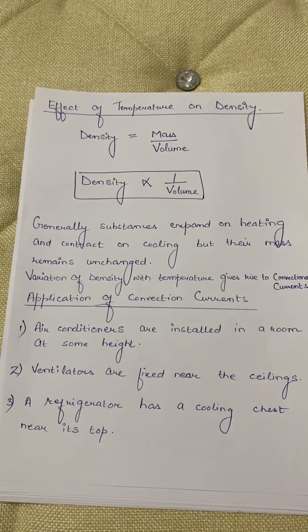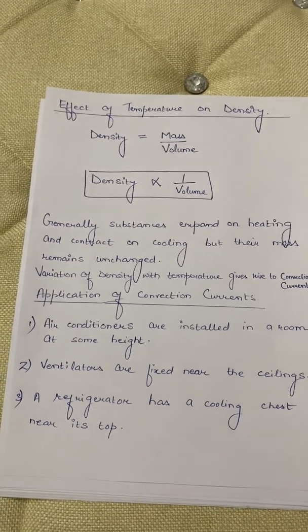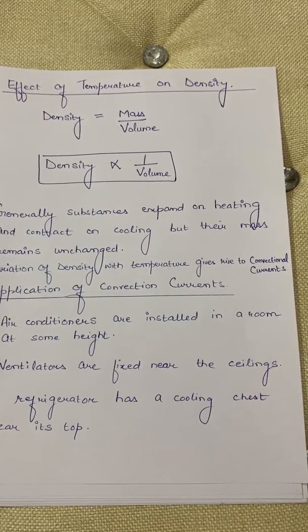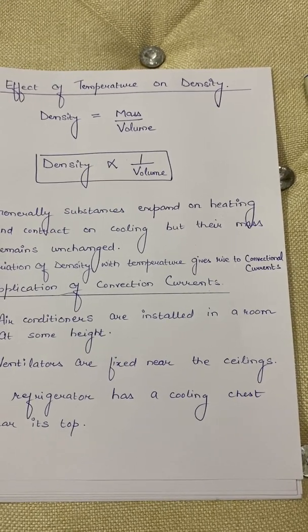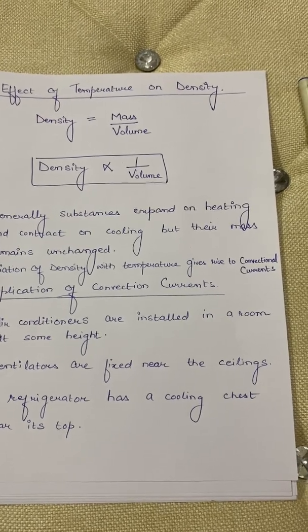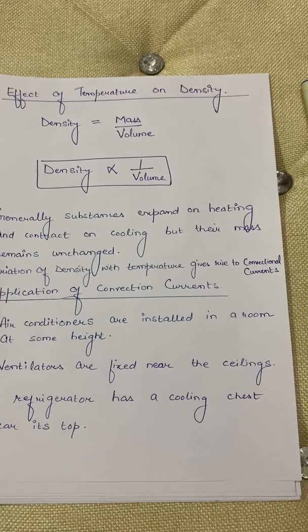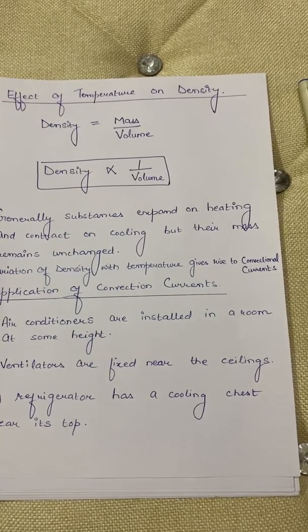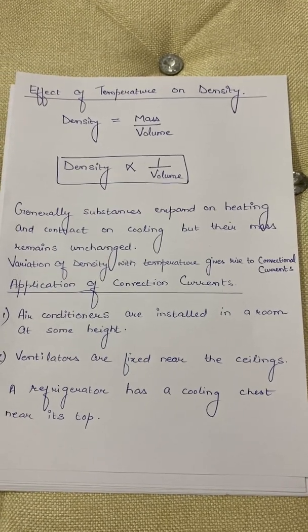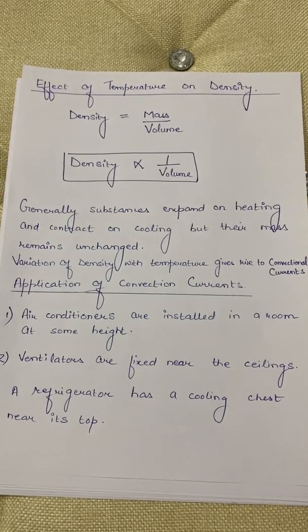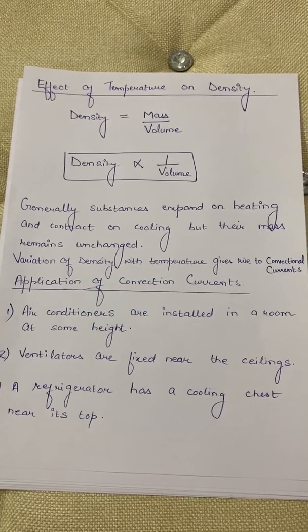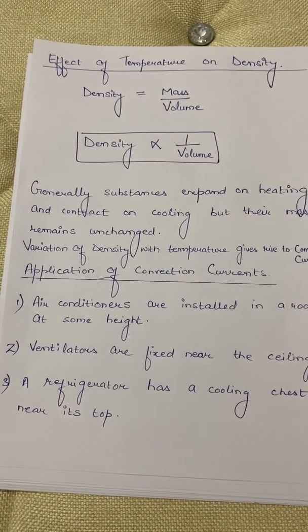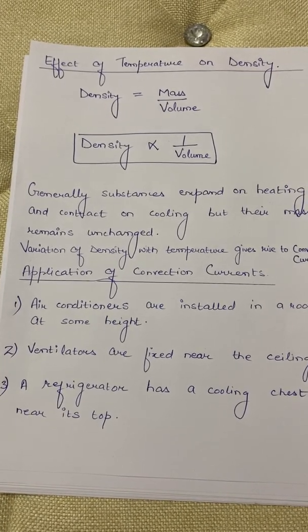Now what are the applications of convection currents? We find that air conditioners are always installed in a room at some height. Why is it done so? The reason is that the cold air coming out of the air conditioner, being heavier, will definitely move downwards, and the hot air in the room, because it is lighter as compared to that cold air, will move upwards. This circulation in the upward and downward direction will help in a better and faster cooling of the airspace inside that room. So this is the reason why air conditioners should be installed at a particular height inside a room, so that convection currents can help in better and faster cooling of that space.